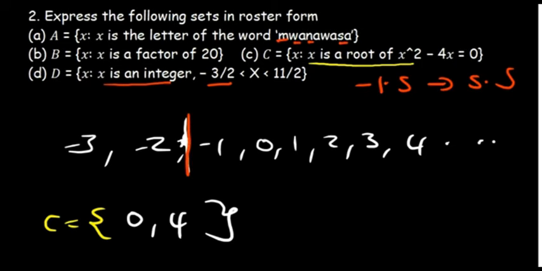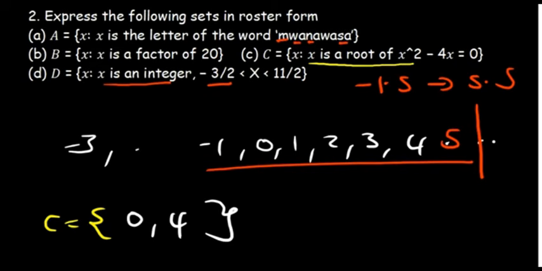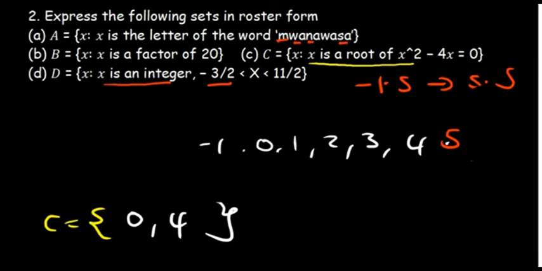Then 5.5 is slightly just after 5. So these are the possible members of that set. These are the integers that are between negative 3 over 2 and 11 over 2. And therefore that would be our set, what? D.